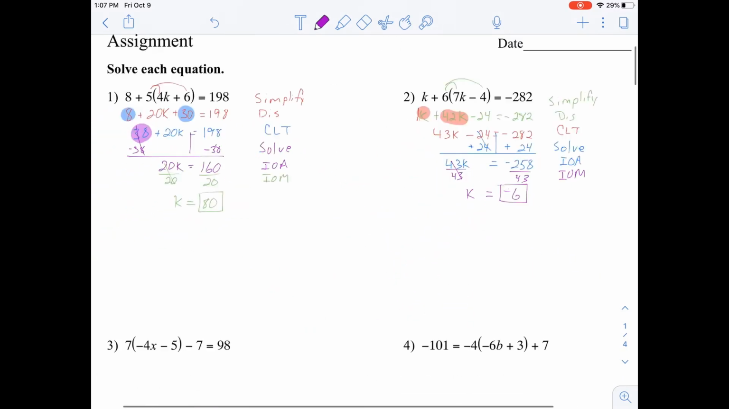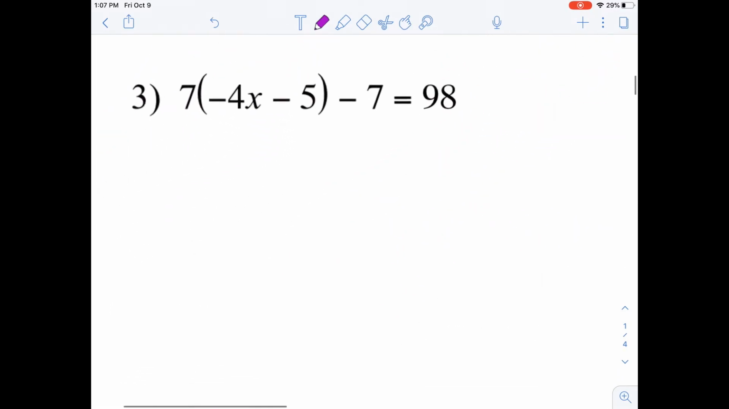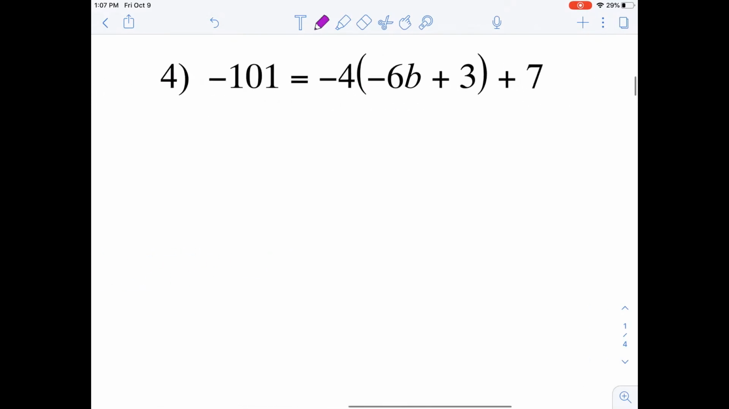Here are two more practice problems for you. You can write these down on paper and then try to do your best. I pause the video here. The answer to number 3 is negative 5. Here's your last practice problem. You're more than welcome to try this out. Pause the video here. The answer to number 4 is negative 4.